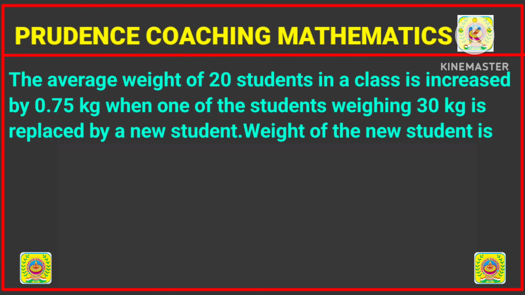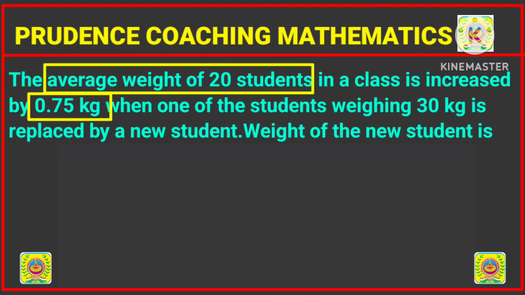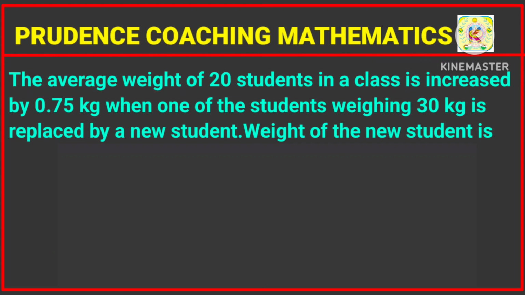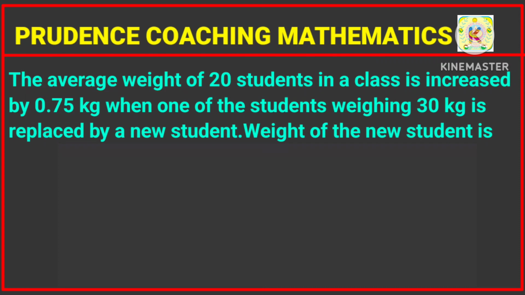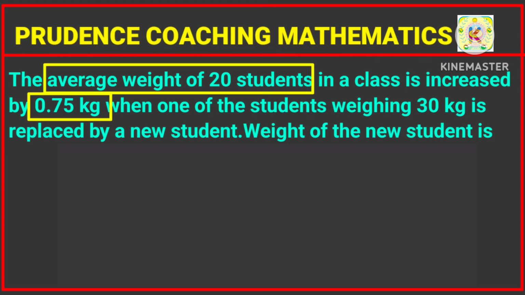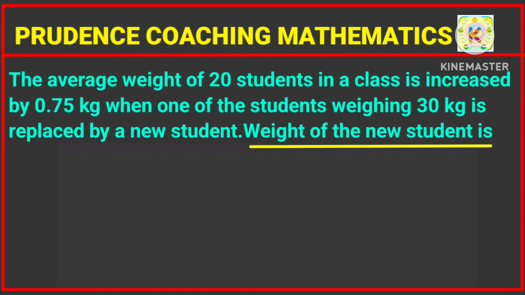So let us understand the question. Here it is said that a total of 20 students were there in a class. One of the students is going away, whose weight is 30 kg. In place of that particular student, a new student is joining, and because of his joining, the average weight, meaning for each student, the weight is increasing by 0.75 kg, and there are 20 students in total. You are asked to find out the weight of the new student.